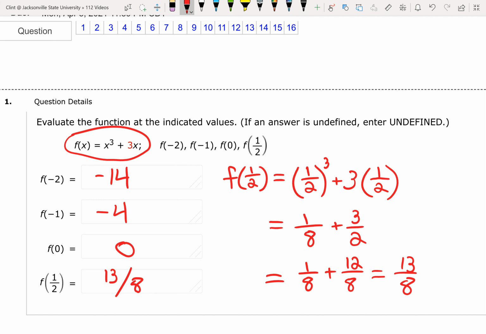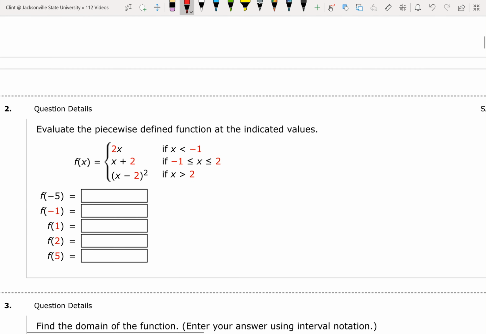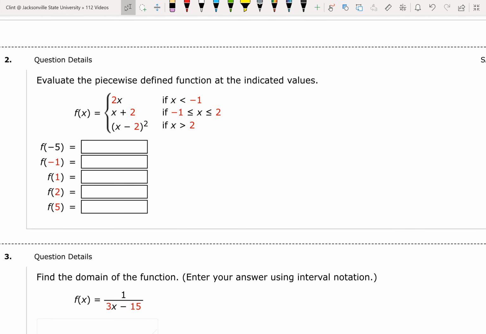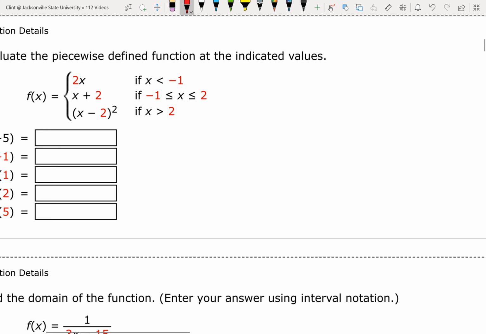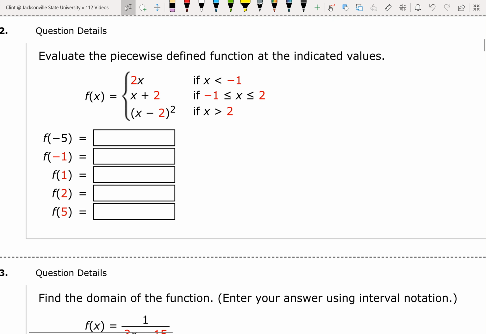That's what we call plugging in for x, substituting in for x. And number 2 gives us a piecewise function. The big deal here is just to make sure that you know which piece to use. So our first x value, let me zoom in a little bit here, is negative 5. Negative 5 is less than negative 1. That tells us we're going to use this piece.